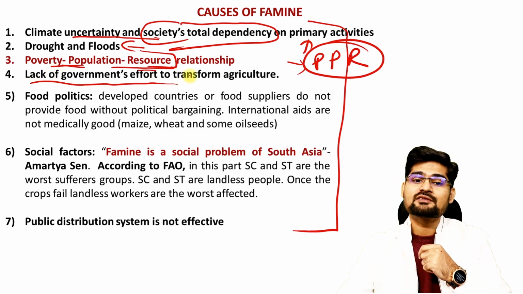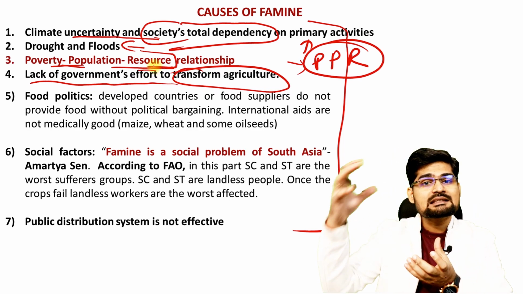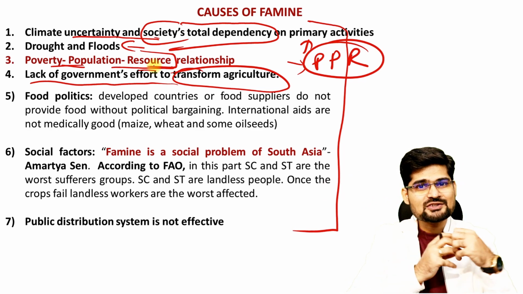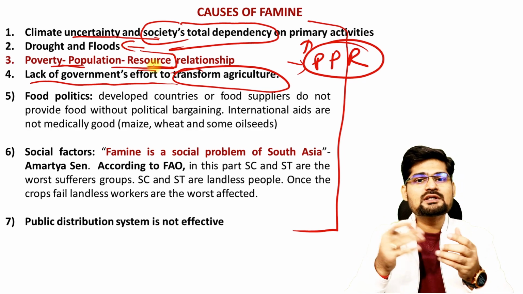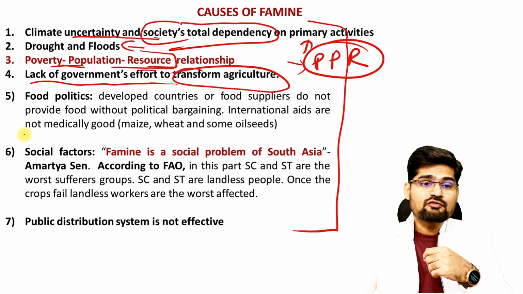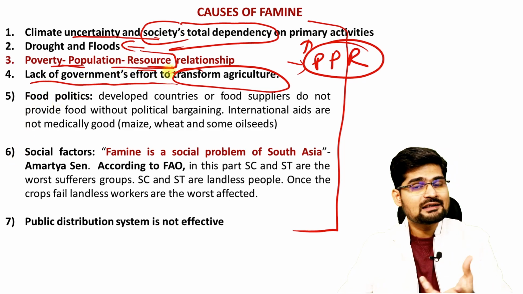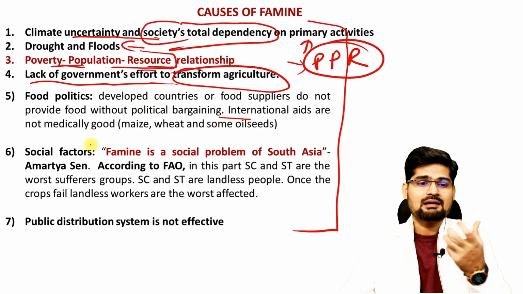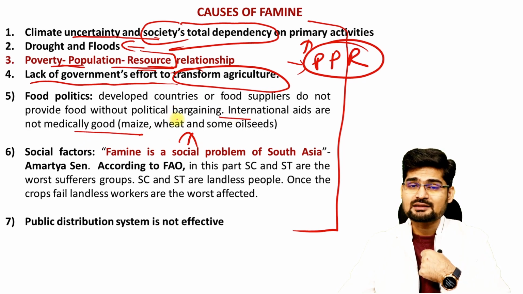Then, lack of government effort to transform agriculture. If there is traditional agriculture but the demand has increased multifold, remember the Malthusian theory of population? Population grows exponentially, but what happens to food? Food grows arithmetically. So that's the problem here. Now food politics is involved because of the economics around food, organic food and the organic market, and several other suppliers, political bargaining, international aid, and so many things happening across the food sector, right?